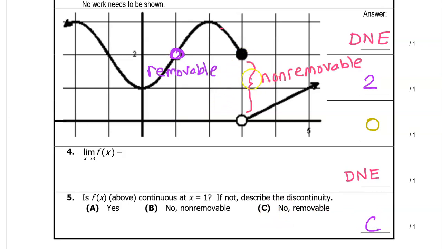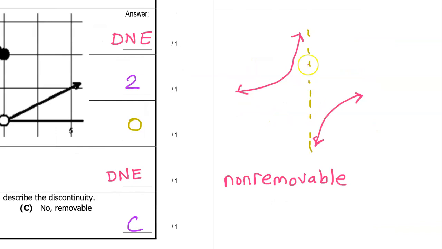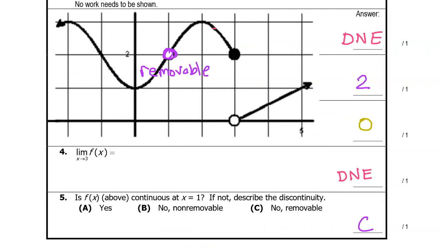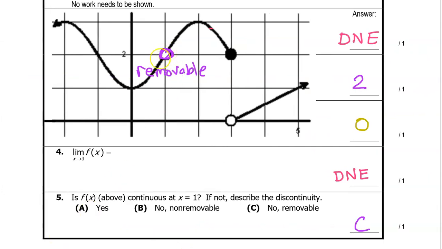Side lesson, all other types of discontinuities are non-removable discontinuities. So a jump in the graph like this is a non-removable discontinuity. If there's a break in the graph because we have a vertical asymptote, that is also a non-removable discontinuity. So one more time, the only removable discontinuity is a hole in the graph.